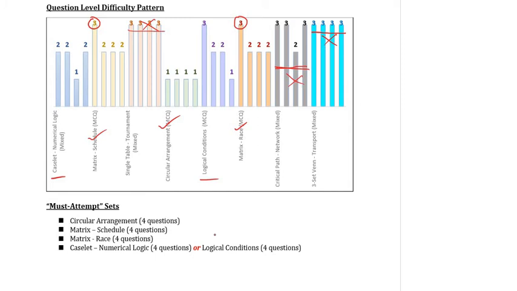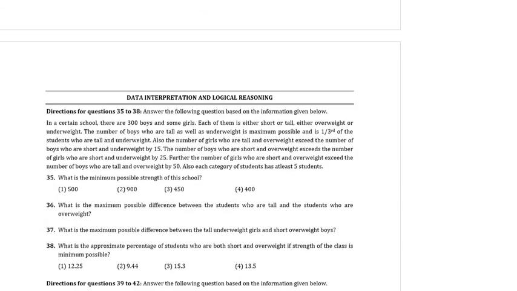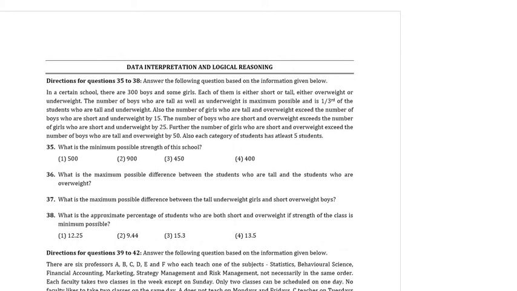Let's have a look at one or two sets here. We will not solve the sets, but look at the approach and why they should have been solved or not solved. So the very first one, there are some boys and some girls in a school. So there are categories, either short or tall, overweight or underweight. Then there are these ratios given, that the boys who are tall as well as underweight is maximum possible 1/3 of the students who are tall, underweight.